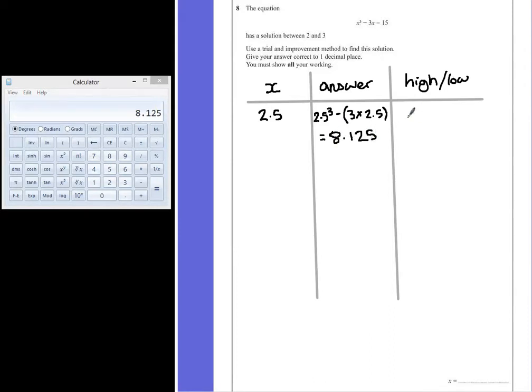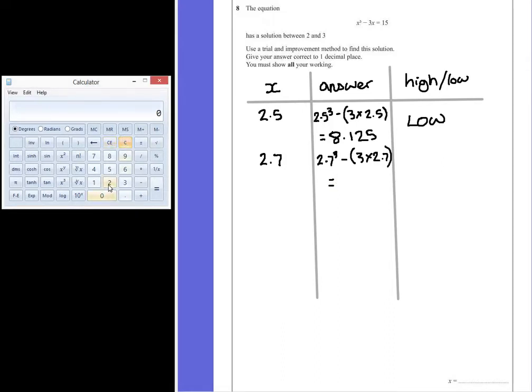Now that one is quite clearly far too low. We want an answer of about 15. So we're going to have to try something a bit higher. Now I'm going to guess here and say 2.6 is probably also going to be too small. So I'm going to jump straight to 2.7. You can try anything you want, but try to be logical to reduce the amount of working out you have to do. So if we substitute in 2.7, that's 2.7 cubed, take away 3 times 2.7.